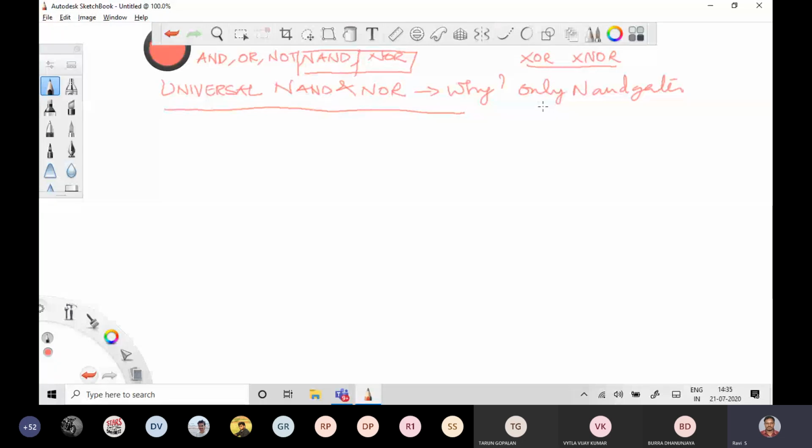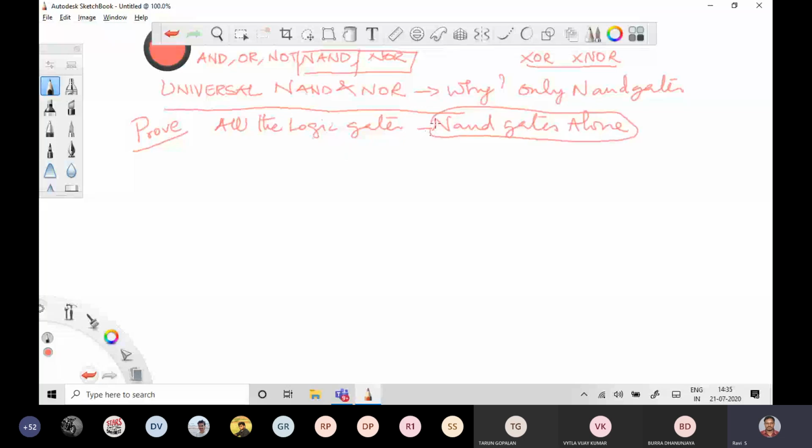So now I'm going to prove all the logic gates implementation using only NAND alone. I'm not using any other logic gates. I'm using only the NAND gates, and I'm going to obtain all the logic operations: AND operation, OR operation, XOR, exclusive NOR, everything. Then I can claim that this gate is universal. For that, I'm going for the proof.